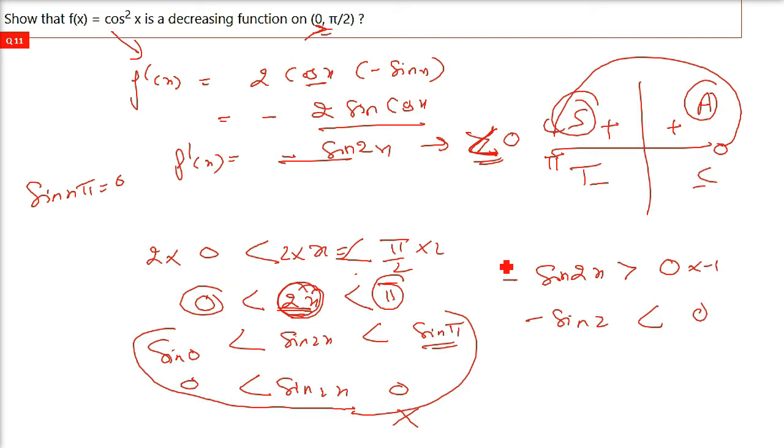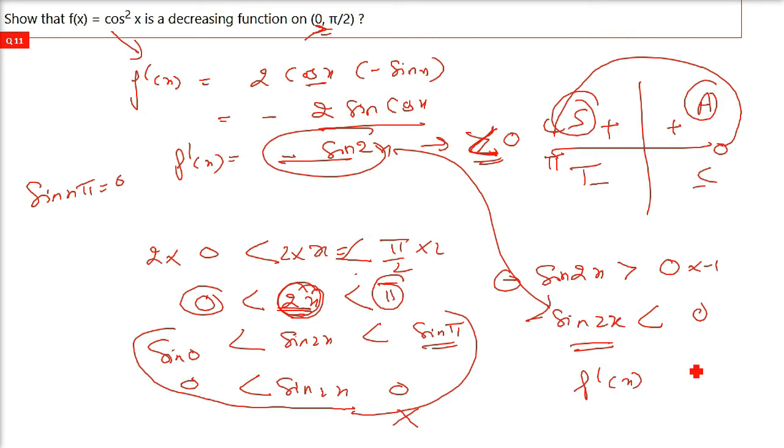So minus sine 2x will always be less than 0. And minus sine 2x is what? It is f dash x, sorry. So f dash x will always be less than 0. When you have a derivative which is less than 0, that means this function is a decreasing function in the given domain.